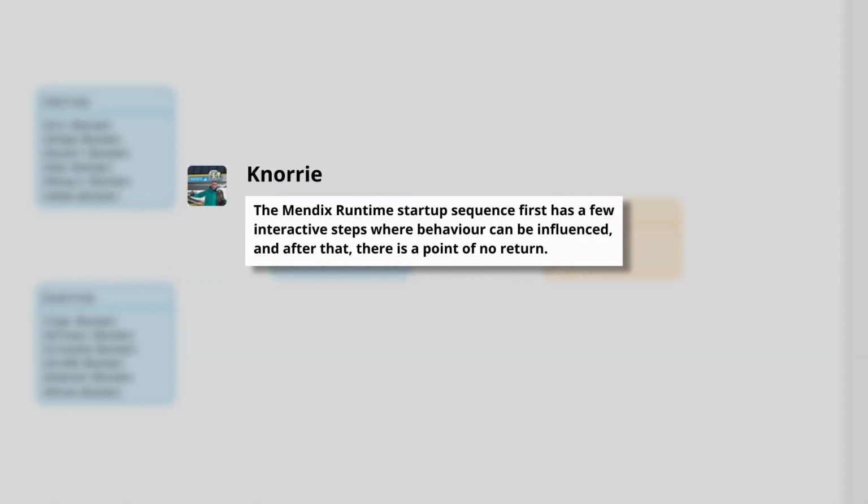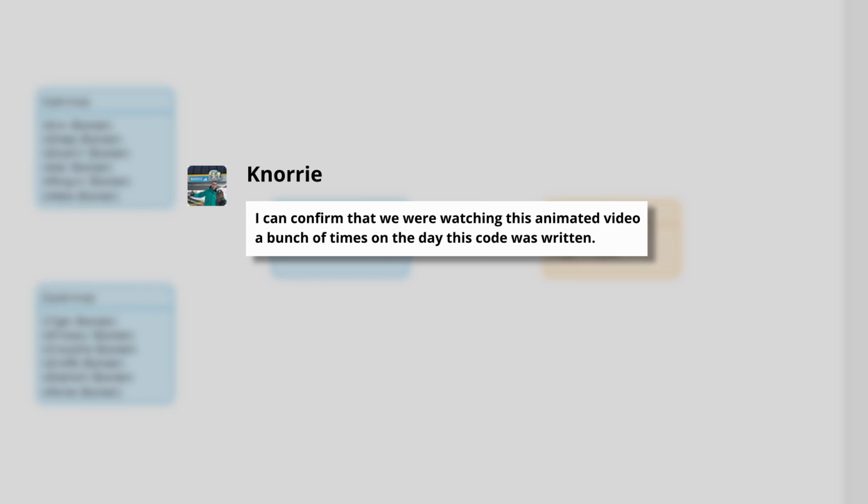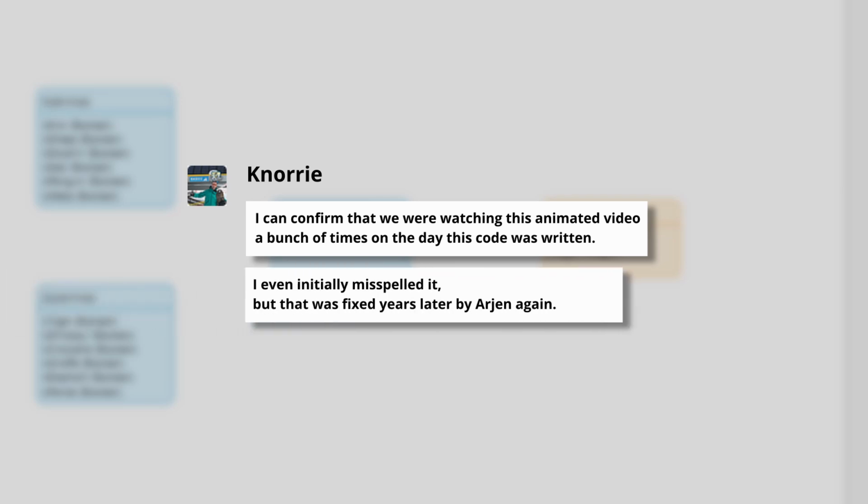We posted this on the Mendix community Slack channel, and to our surprise, one of the original developers commented the following. The Mendix runtime startup sequence first has a few interactive steps where behavior can be influenced, and after that, there is a point of no return. If anything goes wrong during, for example, running the after startup microflow, we can't fix it on the fly anymore. Everything's doomed. I can confirm that we were watching this animated video a bunch of times on the day this code was written. I even initially misspelled it, but that was fixed years ago by Arjan again.